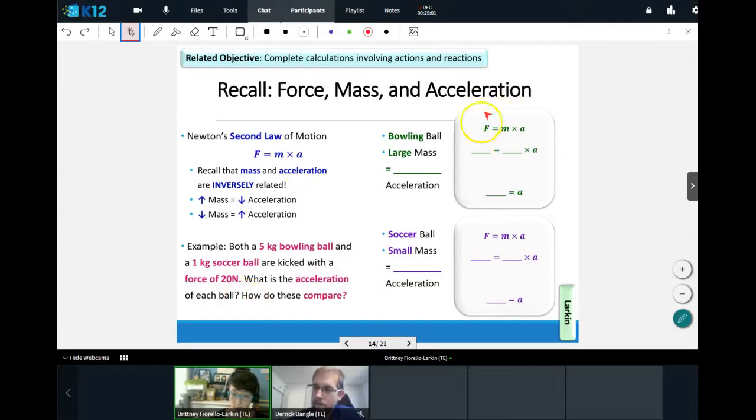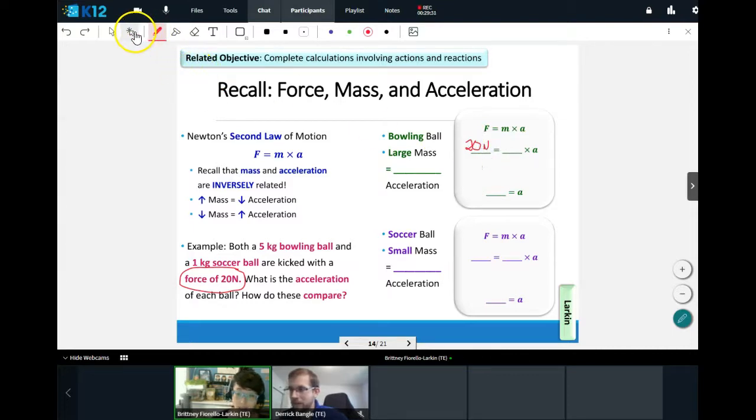What force are we kicking the bowling ball with? Again, they're both kicked with the same force. What is that force? Tell me in the chat. Excellent. I see Cody in the chat. Amari, Lena. Yeah, exactly. So they're both kicked with a force of 20 newtons. Just so you know, it should be a capital N. All right, so 20 newtons. Perfect. So I'll plug that in for our force.